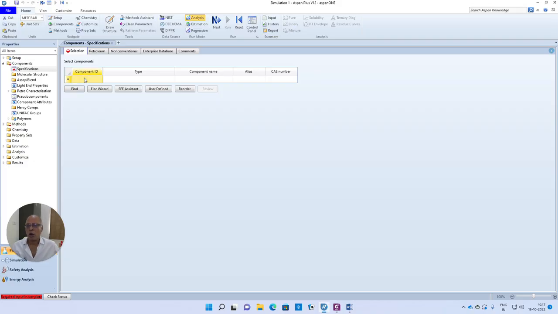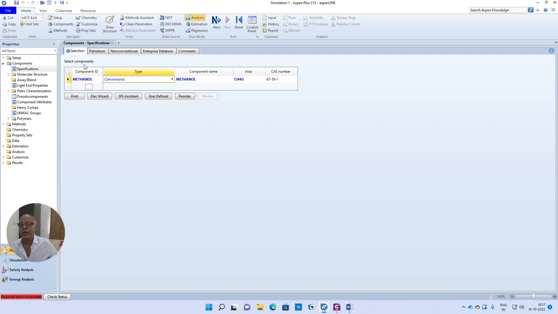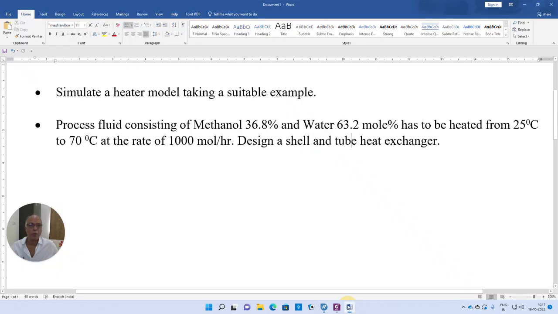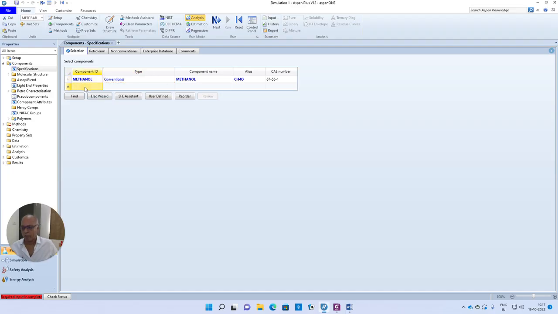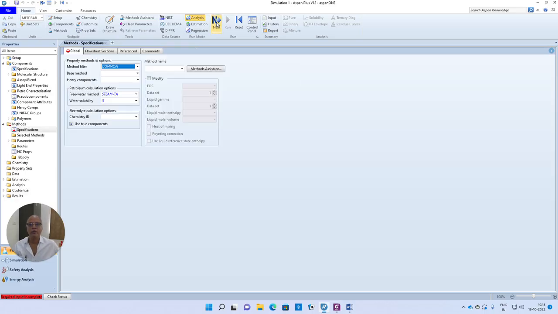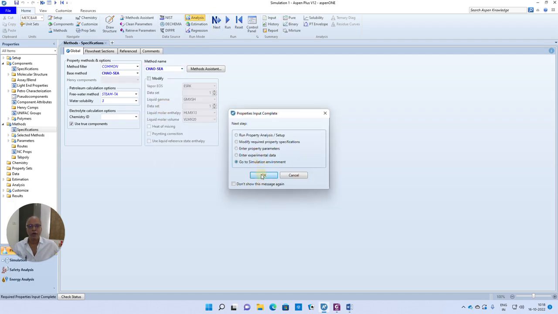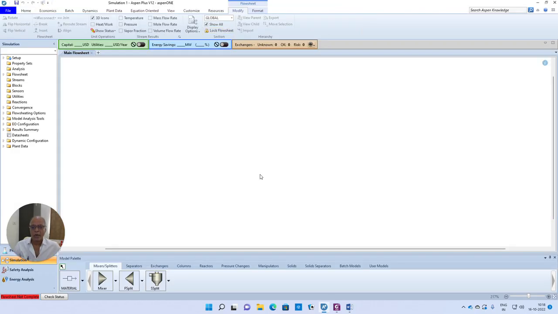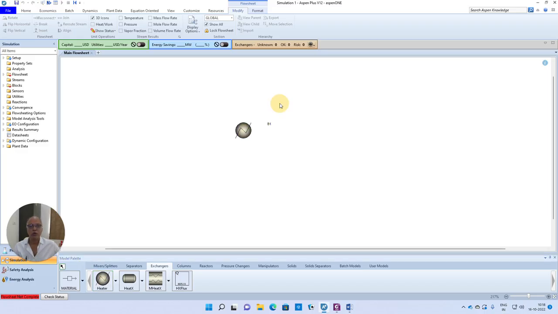The two components that we are trying to use are methanol and water. So having defined both the components, you can go to the next input screen and specify the property model. Go to the next input screen, go to simulation environment. And first of all, let me take up the case of a heater.